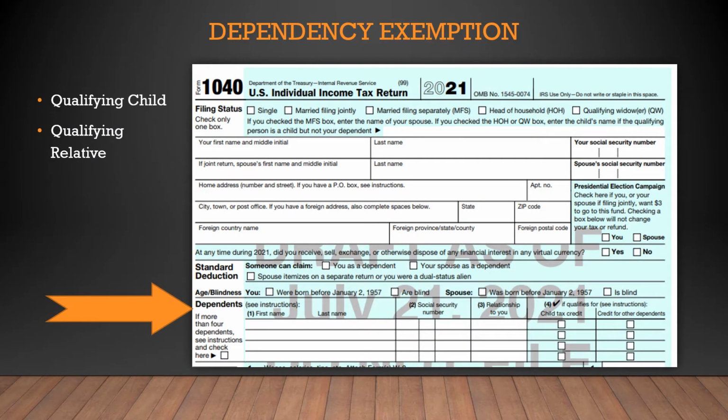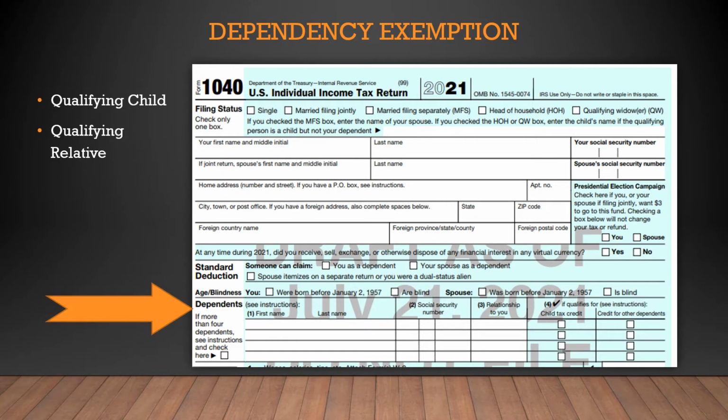The dependency exemption can be claimed for two types of individuals, a qualifying child or a qualifying relative. And we are soon going to learn some tests that help us determine whether an individual is a qualifying child or a qualifying relative or neither of those. Before we do that, I just want you to look at this return and notice our dependents section.